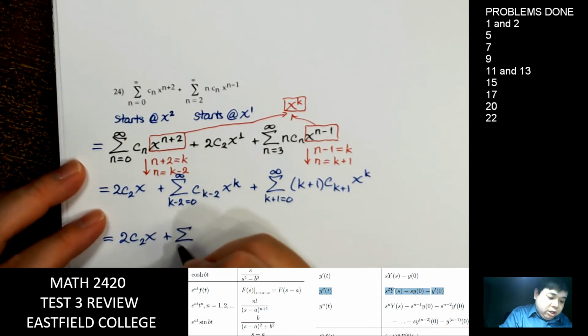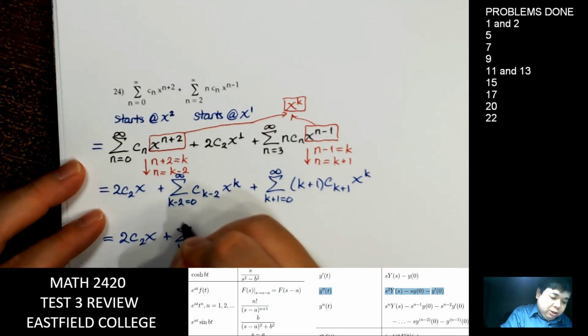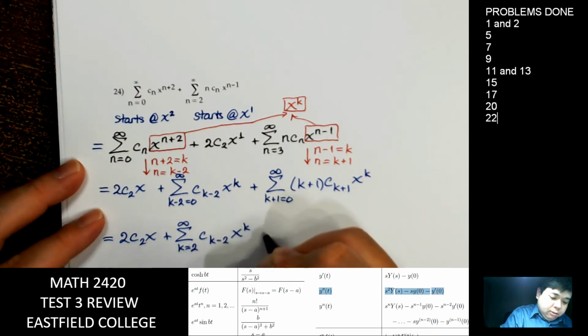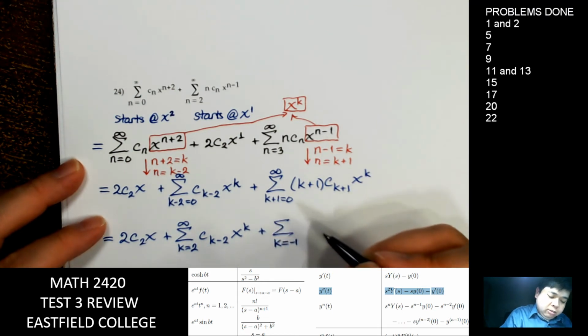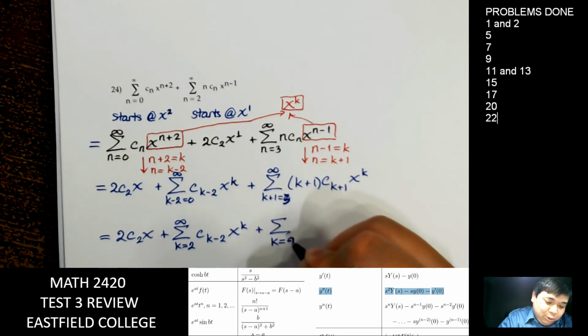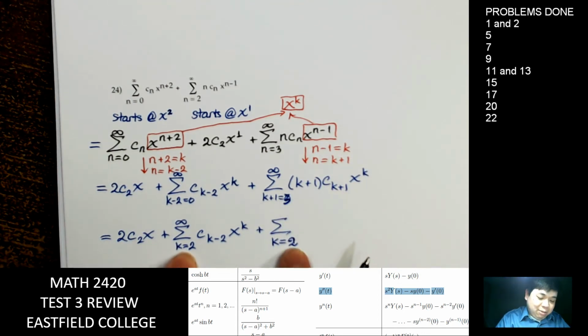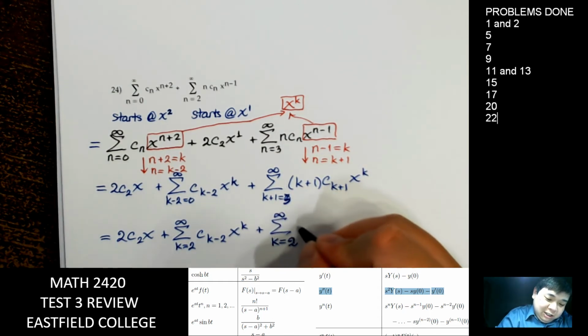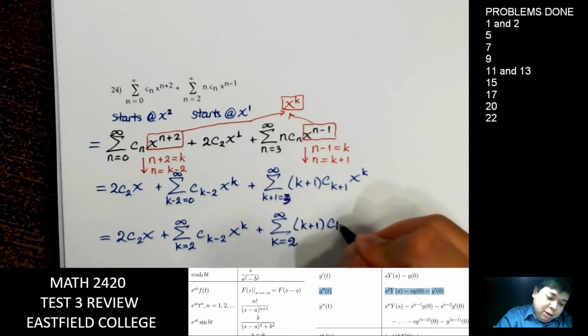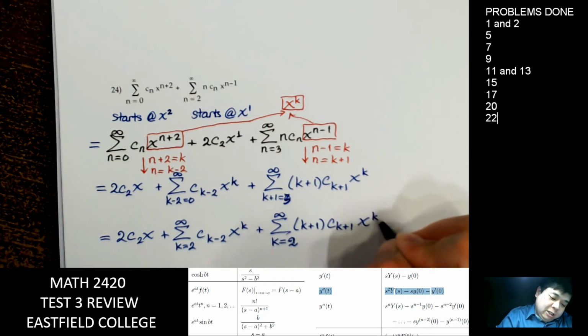K minus 2 equal to 0, so k is equal to 2. And k equal to minus 1. Sorry, this was 3. So this should be 2. And of course we're supposed to have the same thing here. And we do. Right, k plus 1 for n, c of k plus 1, and then x of k.